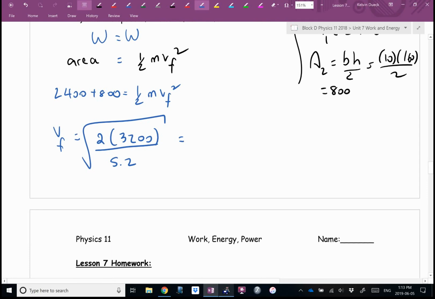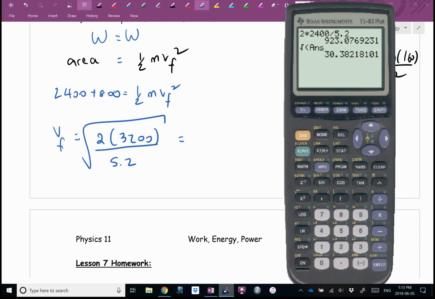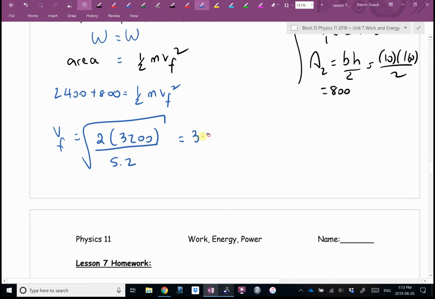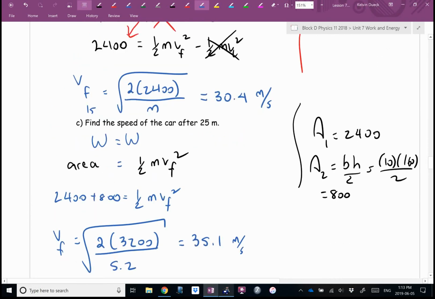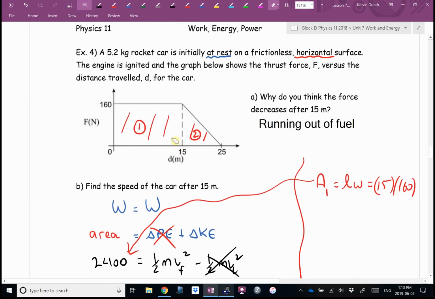What'd you get? 35.1? Now, I want you to think about what we were just able to accomplish, Jackson, by giving me the graph and the mass. That's it. I was able to figure out a lot of pretty good information.